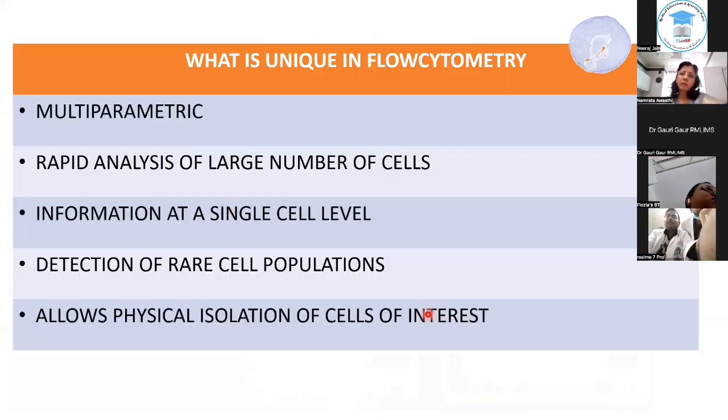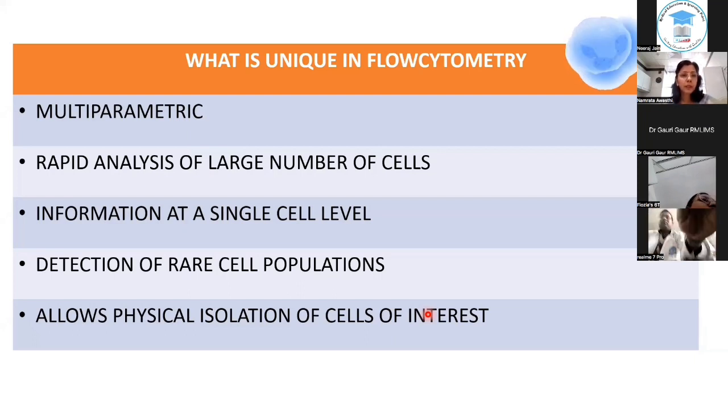So what is unique in flow cytometry? It is multi-parametric. That means for a single cell, you can see multiple parameters simultaneously, like its size, its complexity, granularity, and the number of antibodies which are tagged onto the cell surface. It gives a rapid analysis of a large number of cells. So lakhs and millions of cells can be analyzed on a flow cytometer in a short time. It gives information at a single cell level.